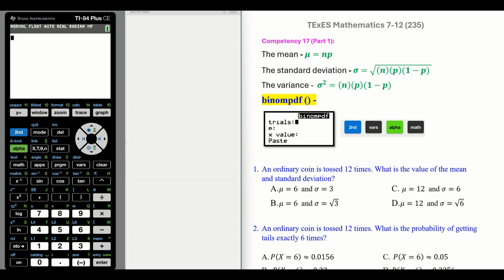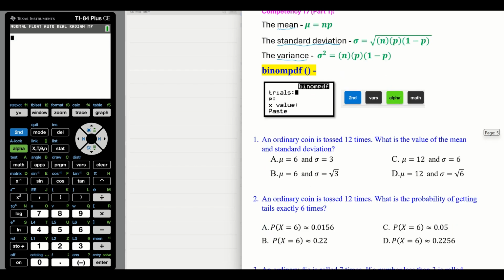For this video, we'll need to use 3 particular problems. We need to deal with the mean, mu equals number of trials times the probability, standard deviation, square root of np times 1 minus p. Variance is simply squaring the standard deviation. Then on our calculator, we will use the binompdf. So let's get started. Let's scroll up.